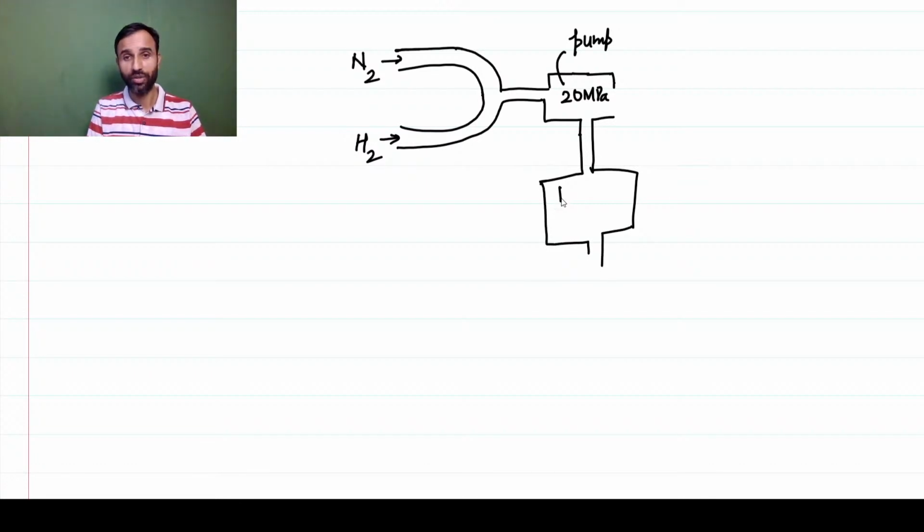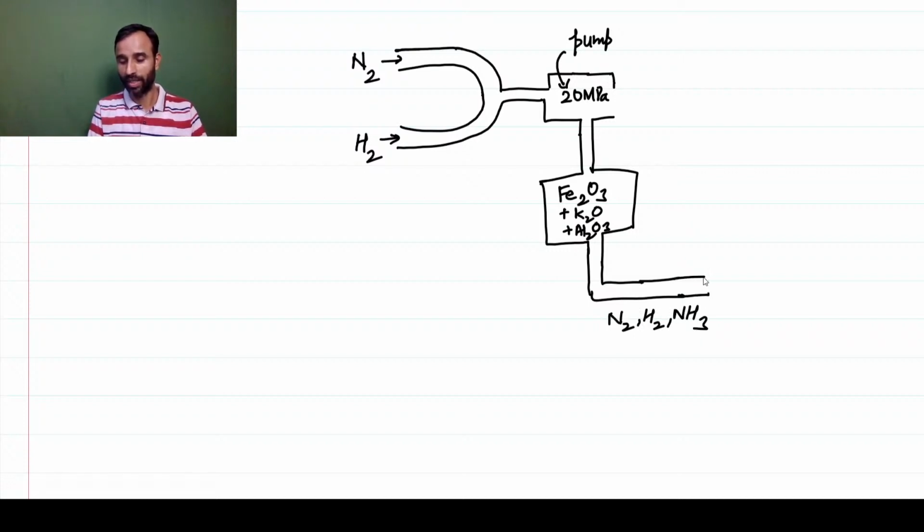There are catalysts. This mixture of N2 and H2 at this 20 megapascal pressure that is applied by the pump comes in contact with Fe2O3, K2O, and Al2O3. So it leads to the formation of N2, H2, and ammonia.